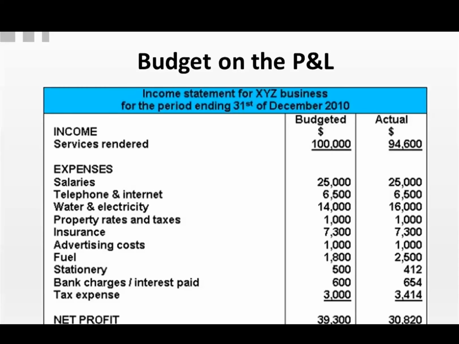And so the context provided is actually even more valuable when you look at the bottom line here. I may not necessarily realize that $16,000 is more than I should pay for water and electricity, but when I see it compared to my budget, I can see how that compares, and I can see there's a difference. So when we look all the way down to the bottom line, the net profit, I can see that we budgeted to make $39,000 this month, but we only made $30,820.